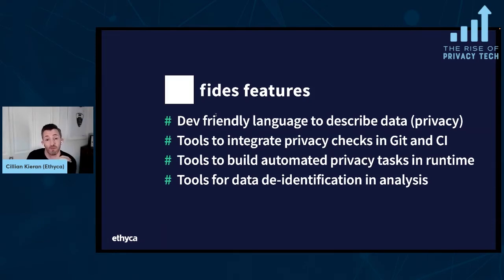Because of this, you then have visibility of where data is across your runtime or production environment. So that means that you can start to write automated privacy tasks. So automating subject requests across all of your databases and data infrastructure becomes very easy. And those are then supported by tools that allow you to de-identify data. And there are various ways in which you can configure those before you use that information in any analysis tools. So these are just some of the features of Fides.